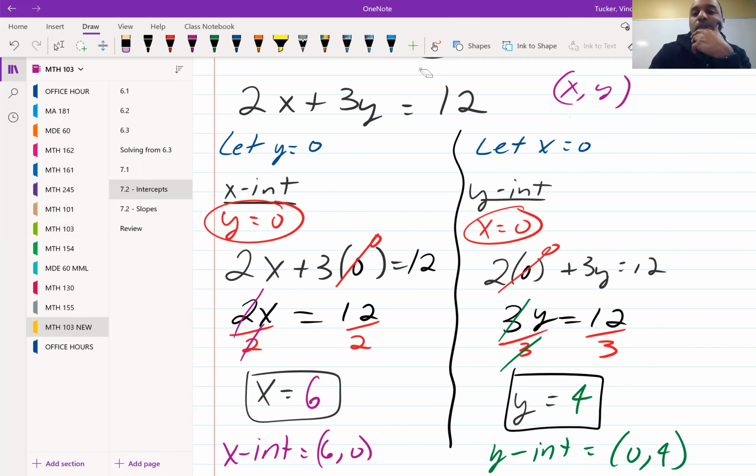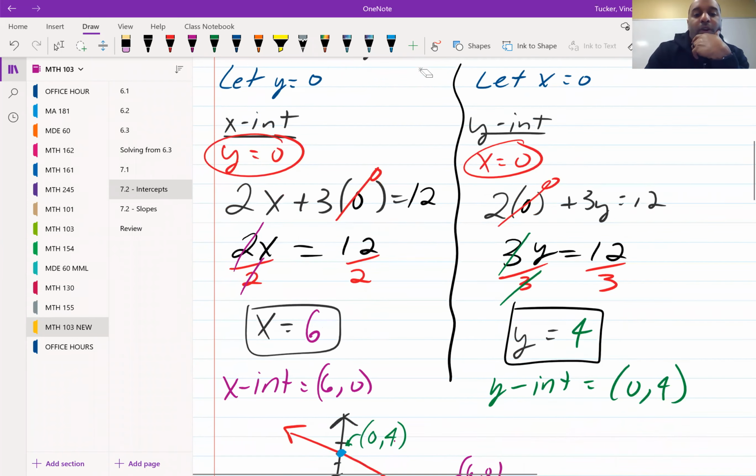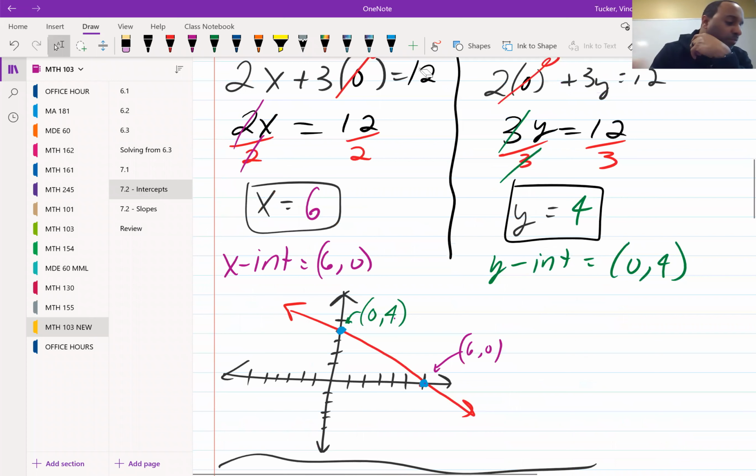So we good. All right, and then graph those 2 points. (0, 4) up the y-axis to 4, and then (6, 0) to the right, 6. Those will be your 2 points, and that will create your line. Questions before we do at least one more?